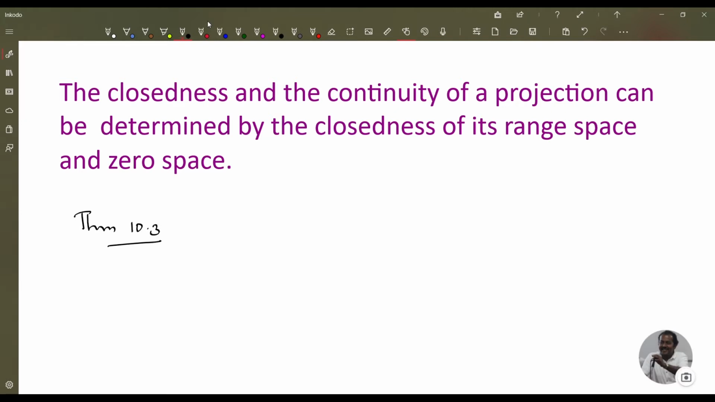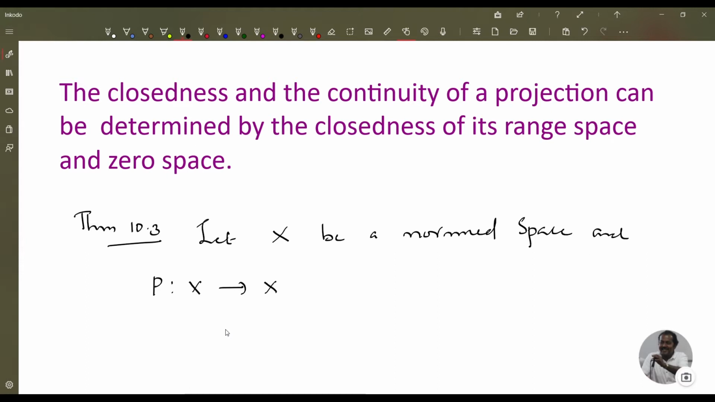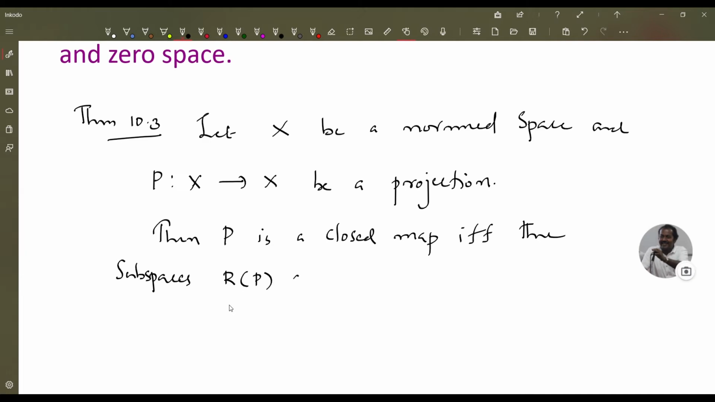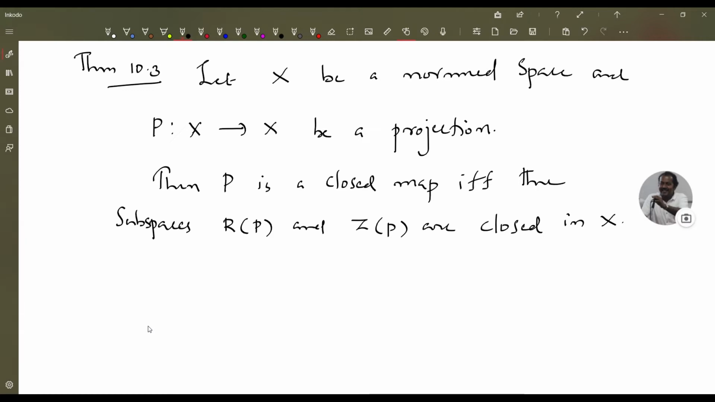Let X be a normed space and P from X to X be a projection. Then P is a closed map if and only if the subspaces R of P and Z of P are closed in X. In that case, P is in fact continuous if X is a Banach space.